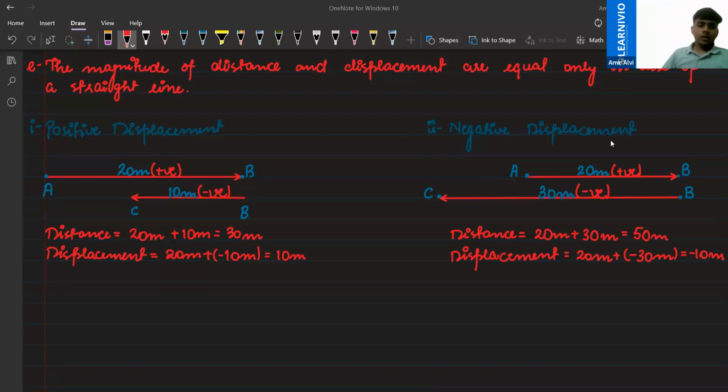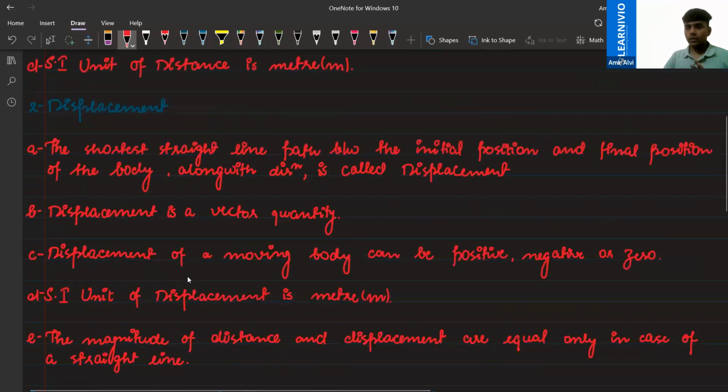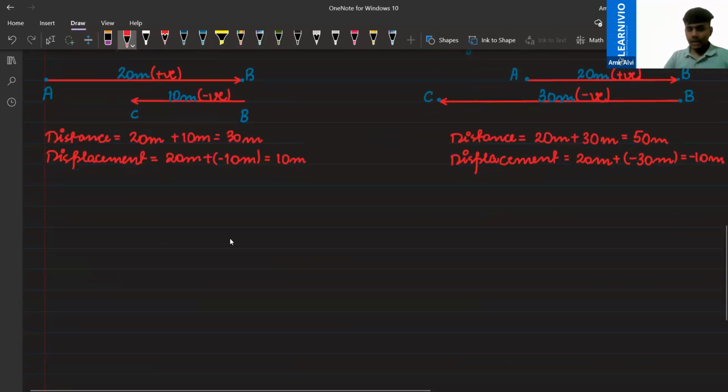Okay, that's it. Only one thing is left, that is zero displacement. We'll discuss that in the next class, and we'll also solve the questions based on distance and displacement in the next class. Please let me know, everyone, is whatever we have done so far in the class clear to you or not? Yes, sir. Any specific doubt in any of the things? No, sir. Okay, everyone, just give me a sec.